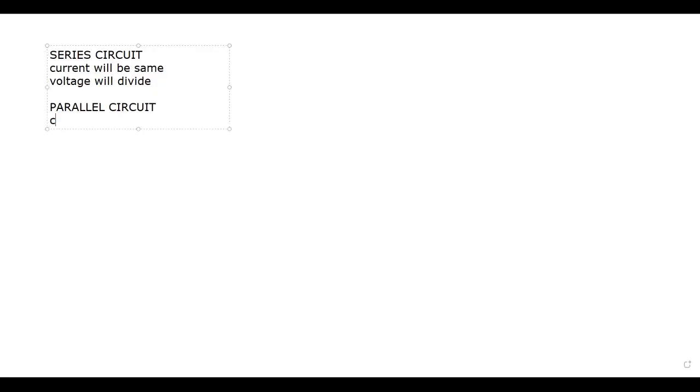So if we have a series circuit, the current will be the same across each component and the voltage will divide between the components. If we have a complete parallel circuit, the voltage will be the same, whereas the current will divide between the components. But we may have a circuit which is a combination of series and parallel.